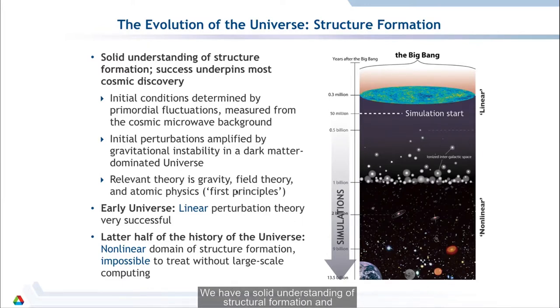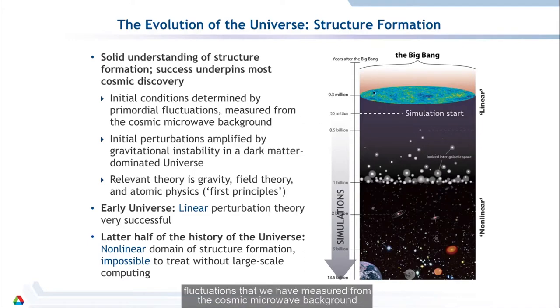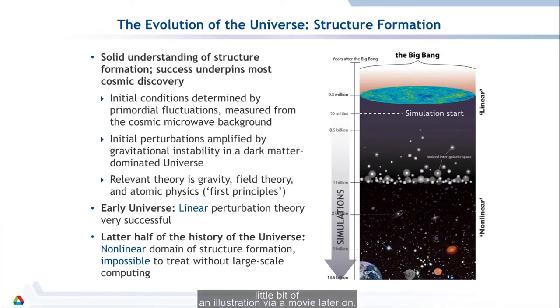We have a solid understanding of structure formation, and we know how to set up initial conditions, and they're determined by the primordial fluctuations that we have measured from the cosmic microwave background. These initial perturbations are amplified by the gravitational instability in a dark matter dominated universe, and what happens is that clumps of dark matter start forming. Gas falls into these clumps, starts heating up, stars start forming, and after the stars form, then galaxies are forming and we are getting close to the universe today. We will see a little bit of an illustration via a movie later on.